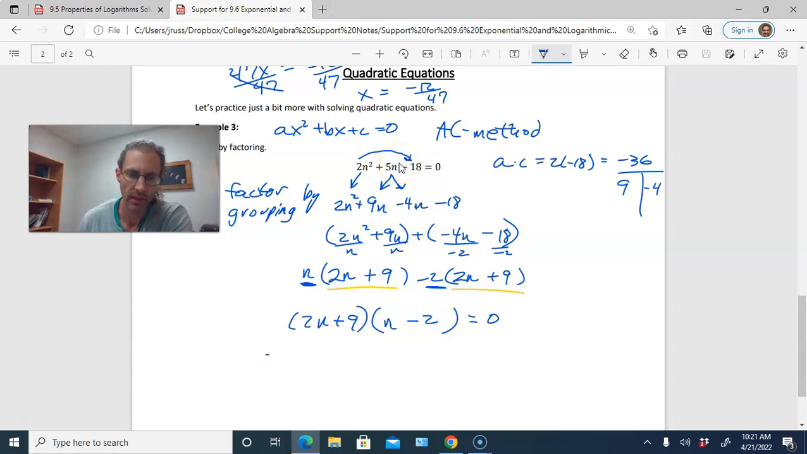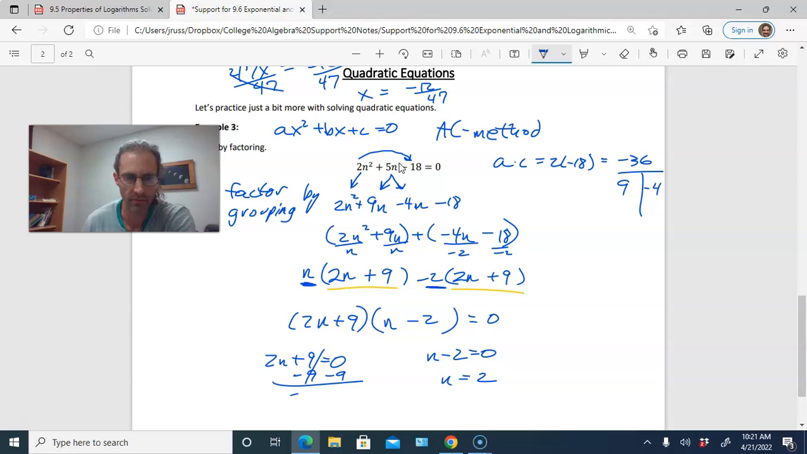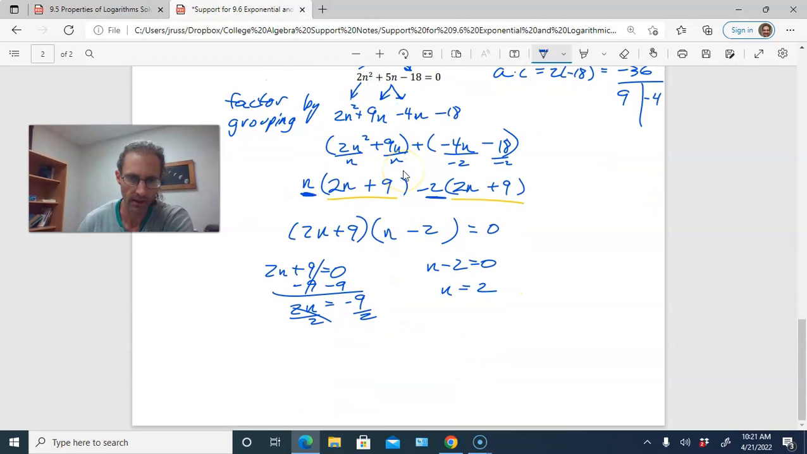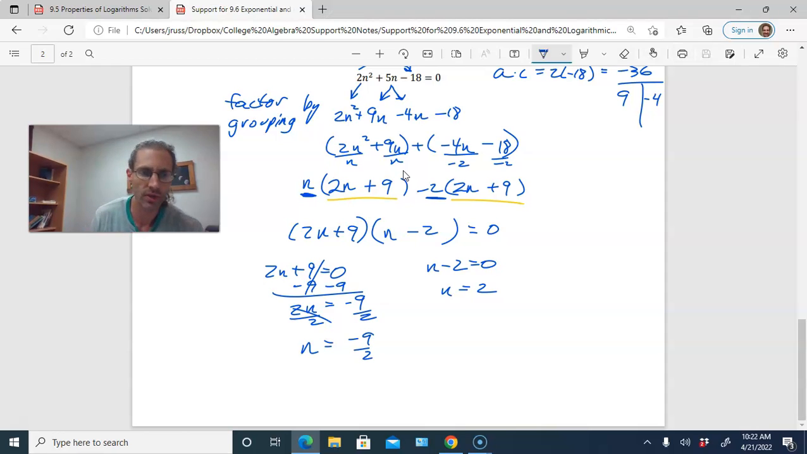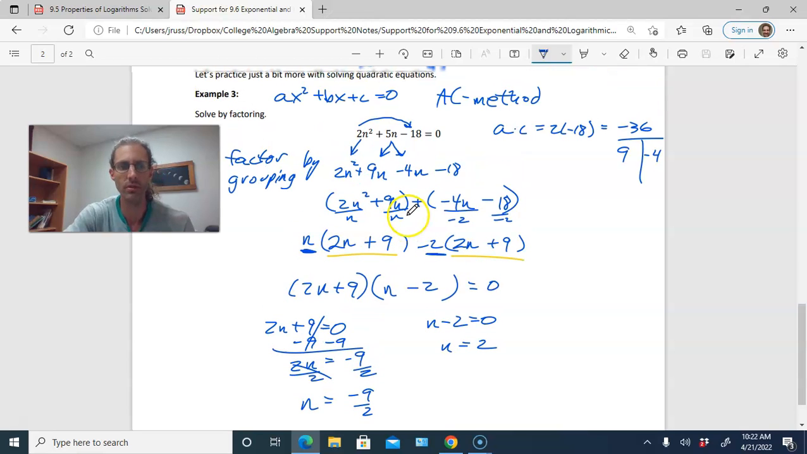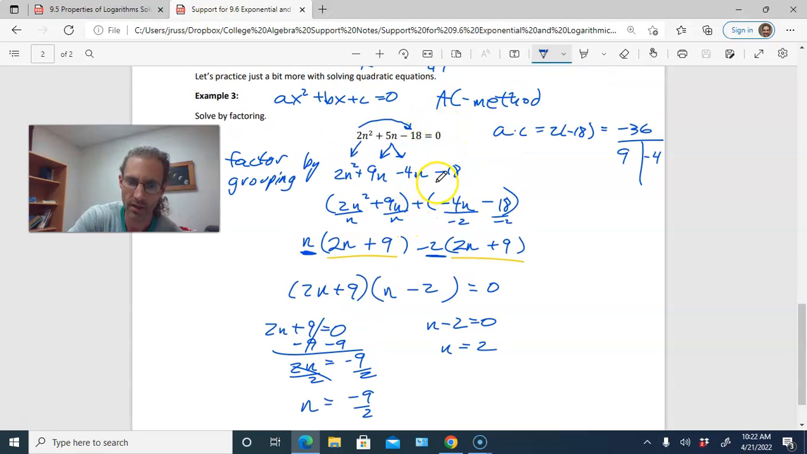But if I'm factoring, my last step is to take these factors and equate them to 0. Okay, so this one you can just sort of look at it and see that n's going to have to be 2. But here you may need to subtract 9 from both sides, and then divide by 2. And we're going to get that n is equal to negative 9 halves. Okay? So those are the two zeros of that quadratic function, or the two solutions to this quadratic equation. Okay, so this is just a little bit more review, just to kind of keep you fresh on some of this material.